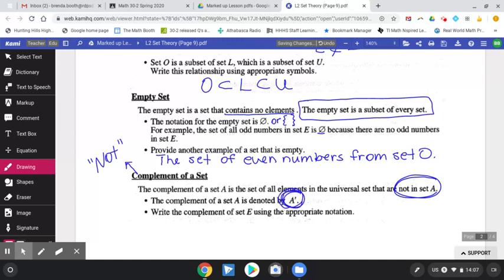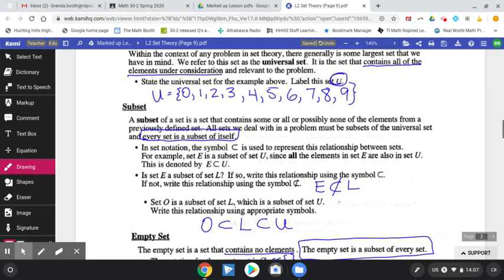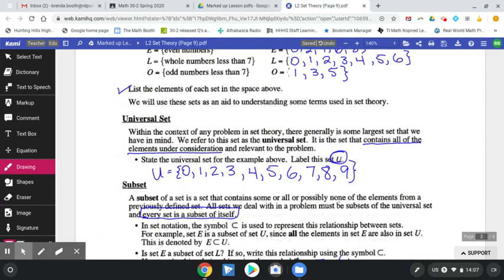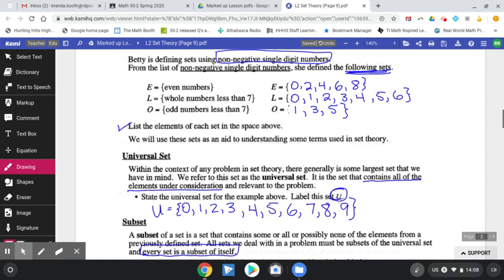And it says write the complement of set E using the appropriate notation. So here's the right notation. Now remember, to find the complement, what we do is we look at our universal set. So I'm looking right here at our universal set, and I'm going to find the complement of E. So E is the list of even numbers. So the complement of E would be the numbers that are not even.